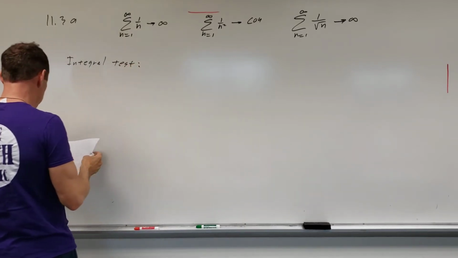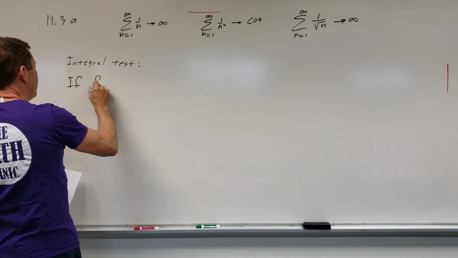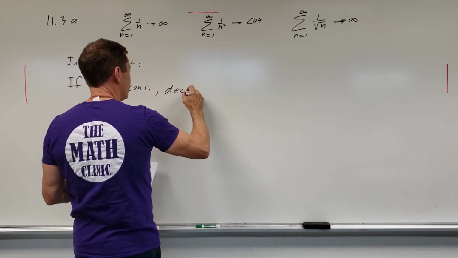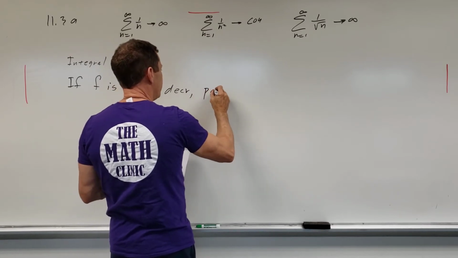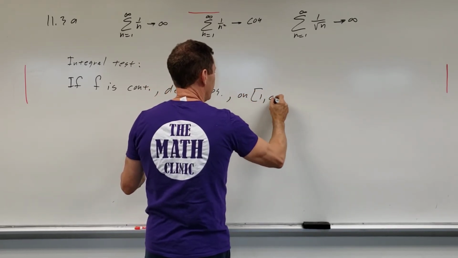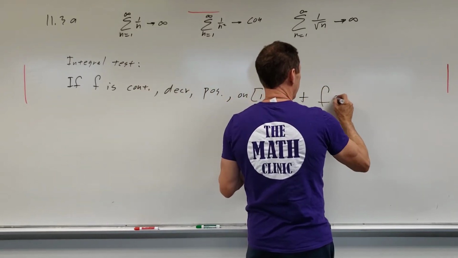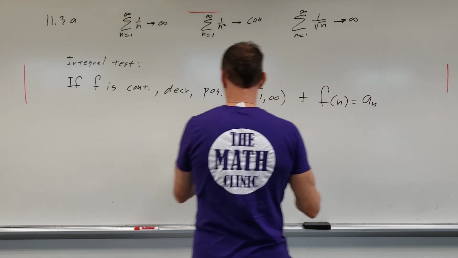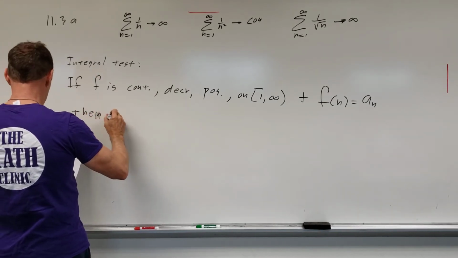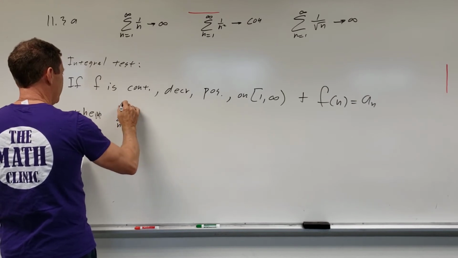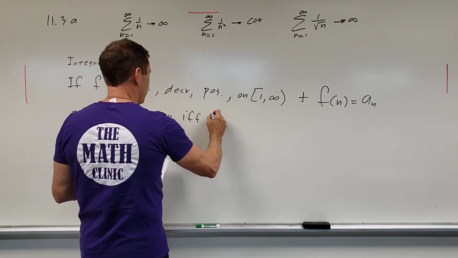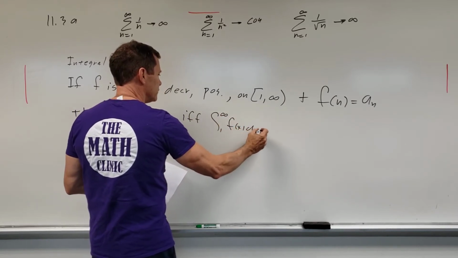The integral test. If f is continuous, decreasing, positive on 1 to infinity, and f of n equals a_n, then the summation n equals 1 to infinity of a_n converges if and only if the integral from 1 to infinity of f of x dx converges.